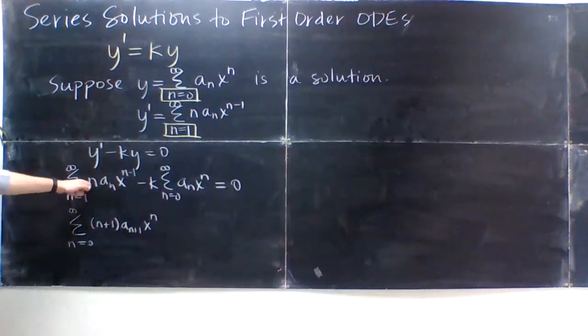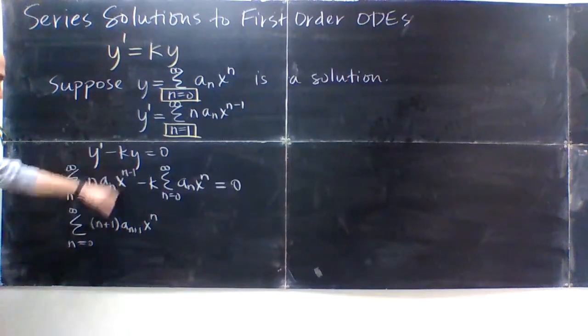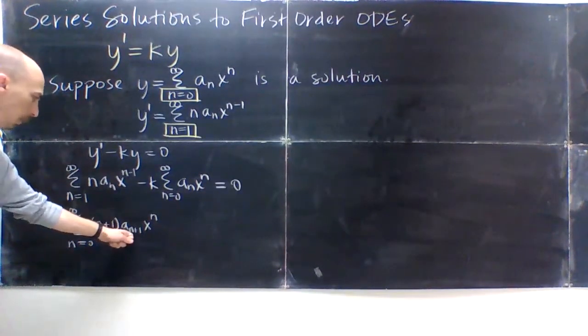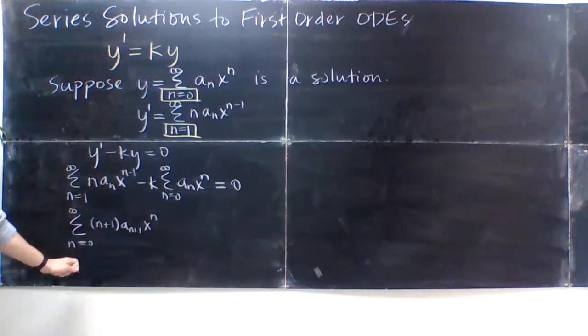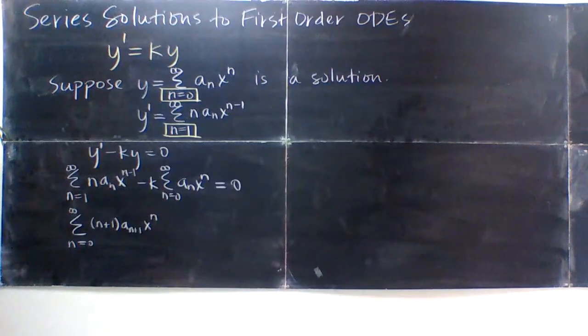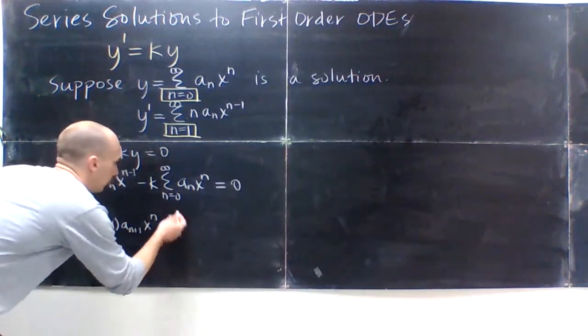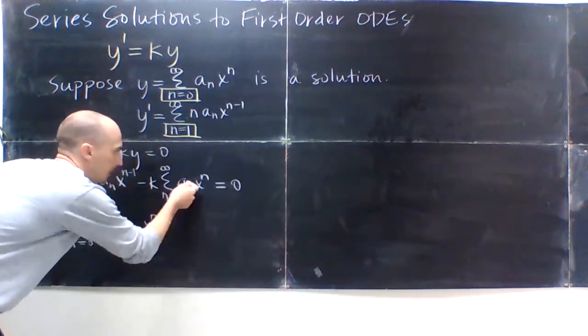Right, I need 1 a 1 x to the 0. 1 a 1 x to the 0 when n is equal to 0. Okay, so this is good. And then, you know, I can say minus k times a n x to the n.